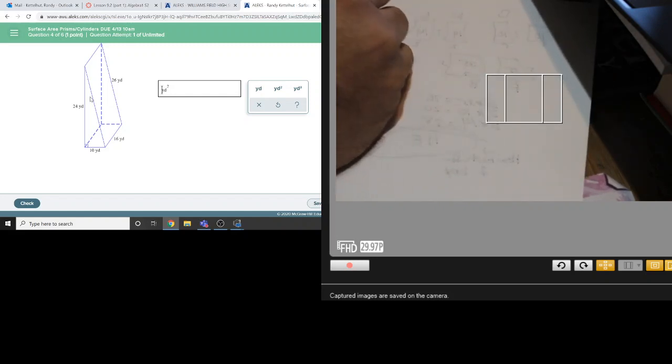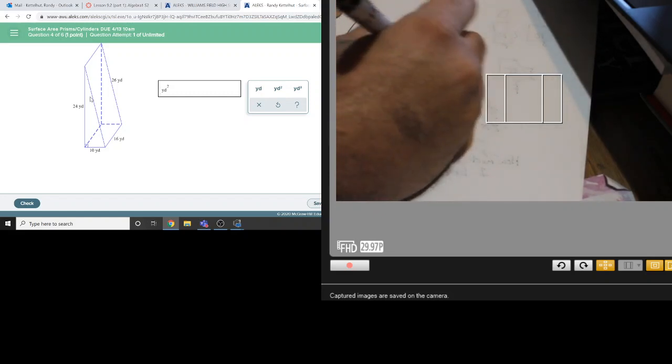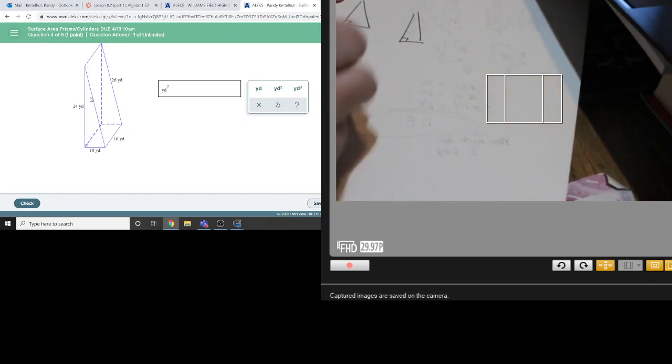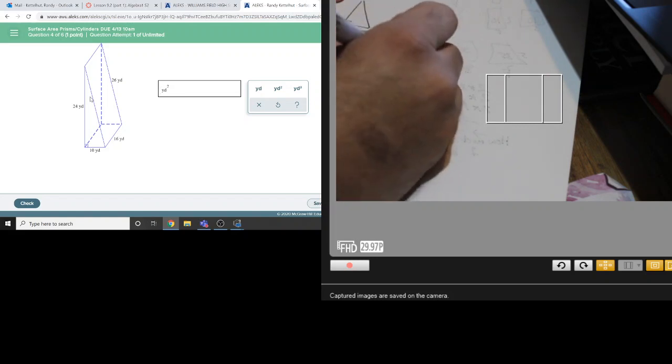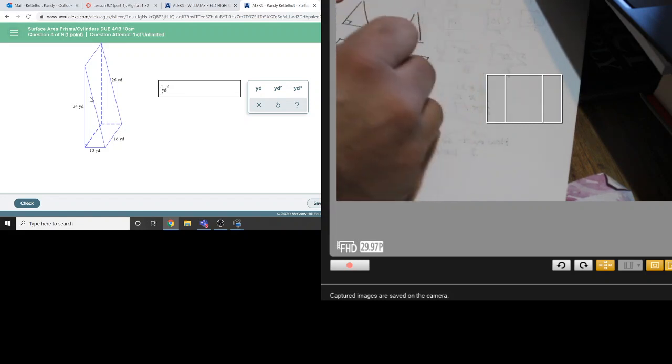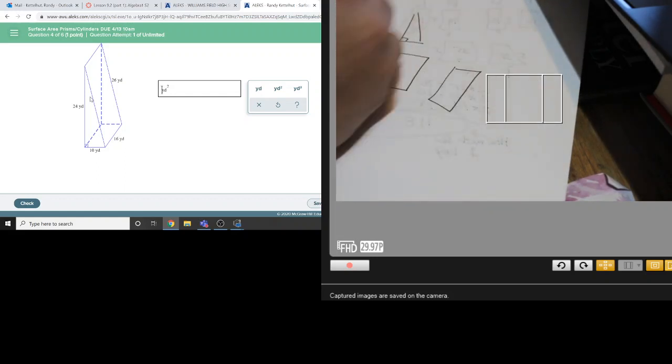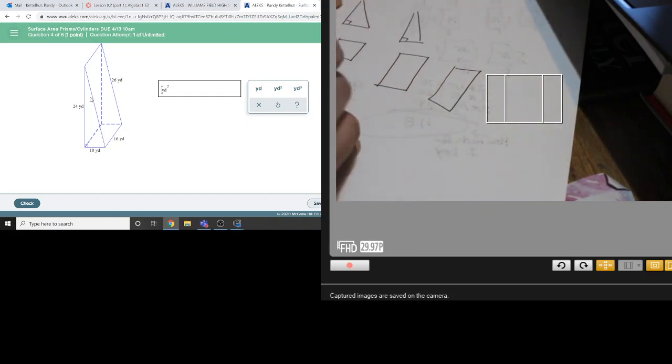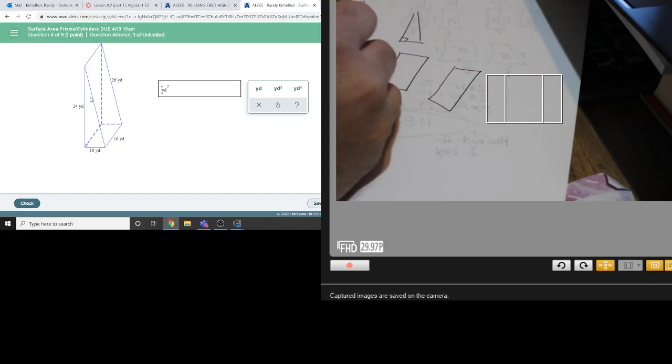I see that I have a right triangle in the back. I have the rectangle that connects them. And then I have the rectangles that go along the other two sides. So the two triangles are the same. Then we have the bottom.